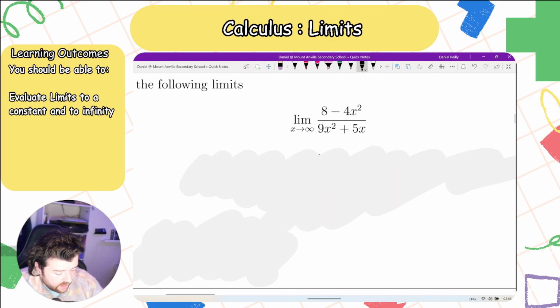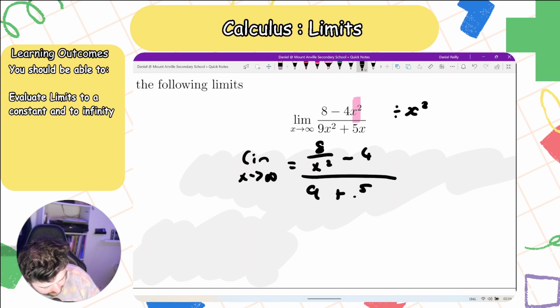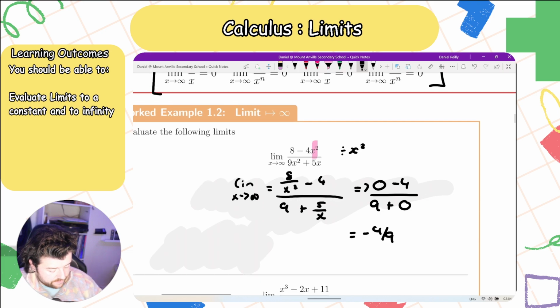So I see here x to the power 2 is my biggest one. So I'm going to divide every term by x squared. That's going to be 8 over x minus 4 all over 9 plus 5 over x. As the limit of x goes towards infinity, 8 over infinity goes to 0, minus 4 all over 9 plus 5 over infinity, which is 0. The answer is minus 4 over 9.